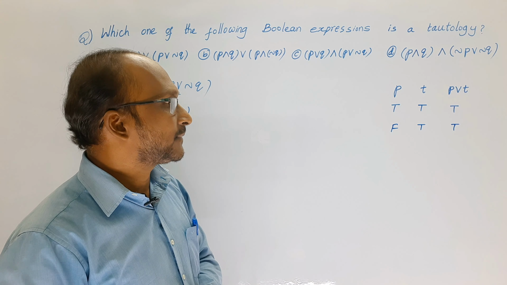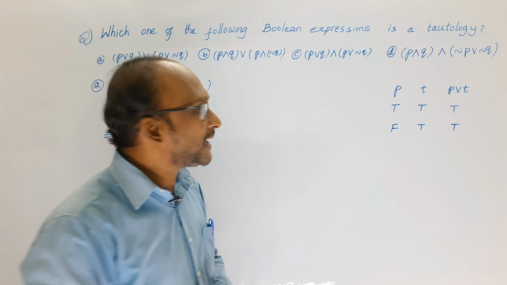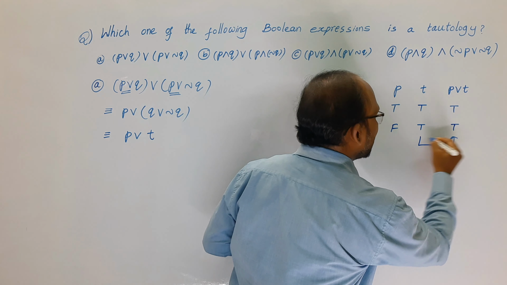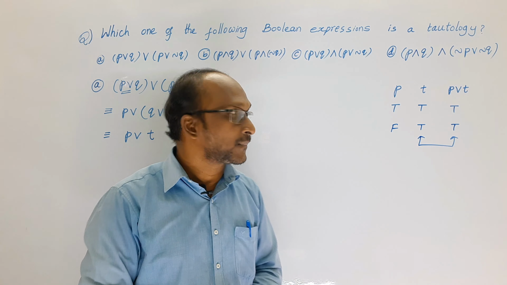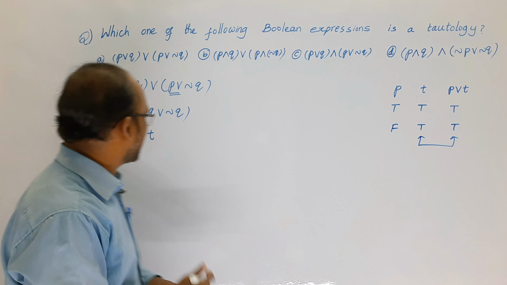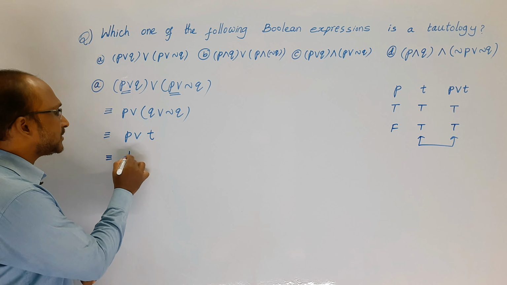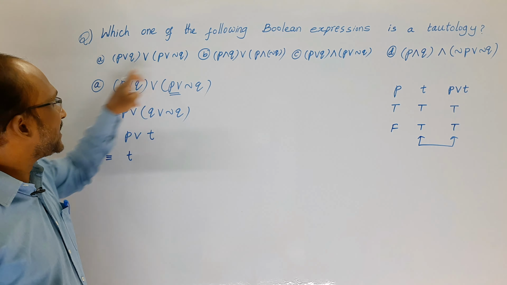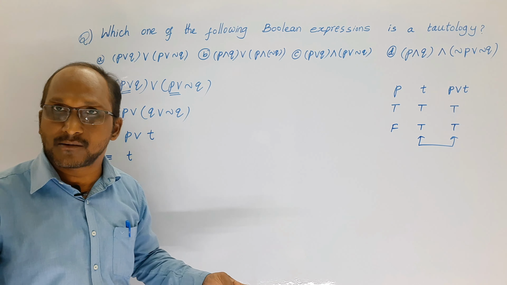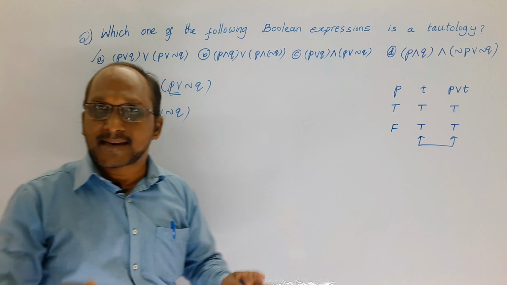Now if you observe the truth values of the statement T and the truth values of the statement P or T, we can say that they have the same truth values in all the logical possibilities. So we can say that P or T is equivalent to T. So the compound statement is equivalent to T, which means it is always true. So it's a tautology. That's why the first option is the correct option.